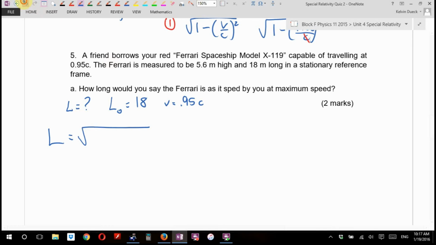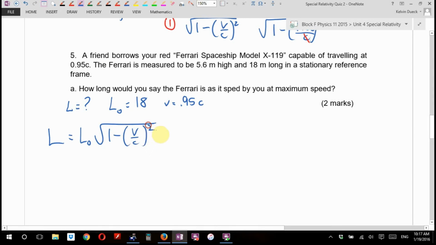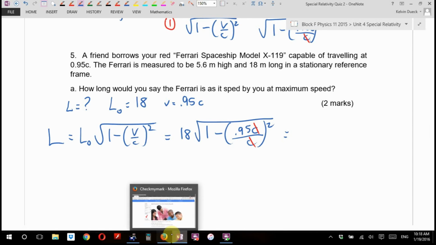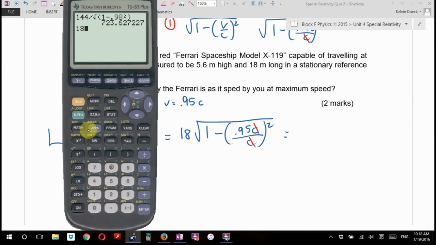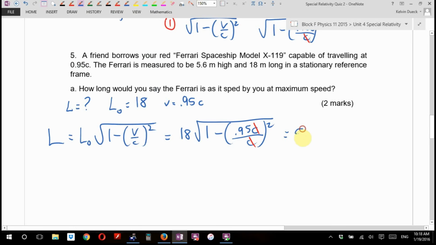I think I'm going to end up with this. Oh, wait a minute, Mr. Duick. It's going to be 18 square root of 1 minus (0.95c over c) all squared. Knock, knock. Who's there? C's cancel. Good. 18 square root of 1 minus 0.95 squared. 5.62 meters.